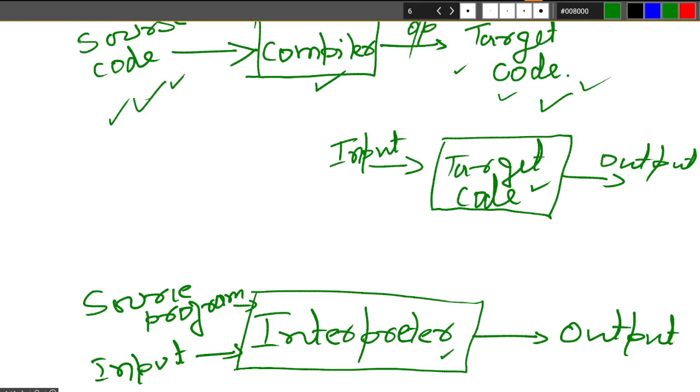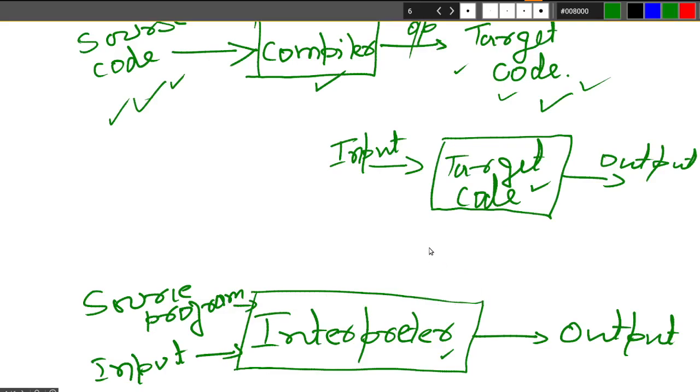Now, let me ask Manish Kumar, if this target code is a machine language program, then what do you think happens here in this diagram? As I can see, target code is there. Given the input, it produces the output. Can you understand this? Yes, sir. You can also understand that there is an interpreter which takes the input, takes the program, and produces the output. Yes, sir.